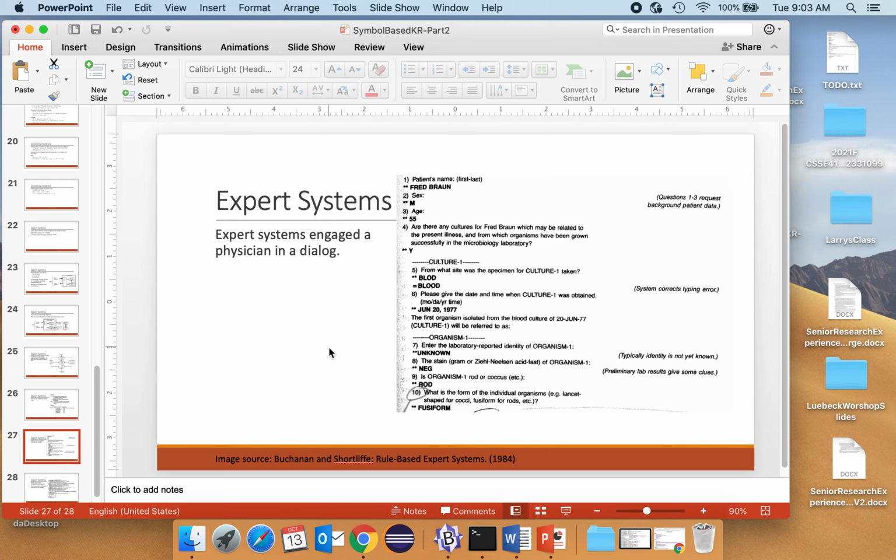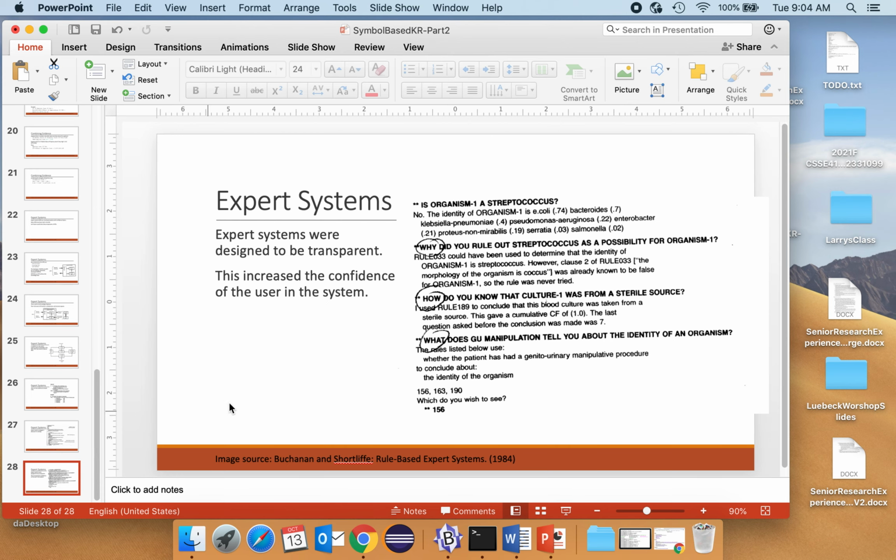So here is the beginning of a dialogue. They ask for the patient's name, sex, age. Again, have there been any cultures taken? And the answer is yes. And so they ask, from which site was it taken? It turns out that the physician misspelled blood, so they corrected it. Again, that's giving feedback, showing that the system understands what's going on and doesn't just blindly accept information. There's a year. And they call this thing culture organism 1, and some information about this thing. And it goes on quite a bit. I don't want to bore you with this stuff too much.